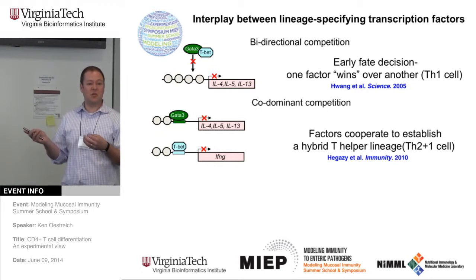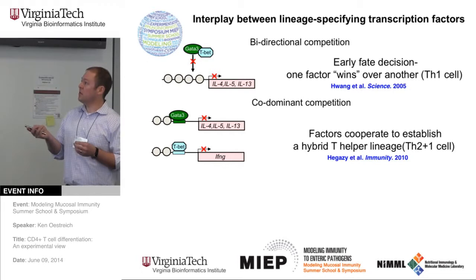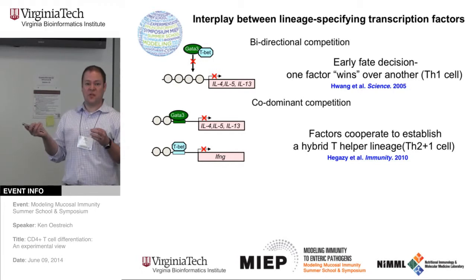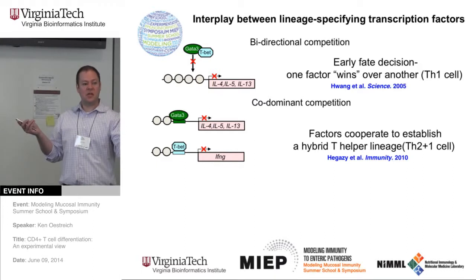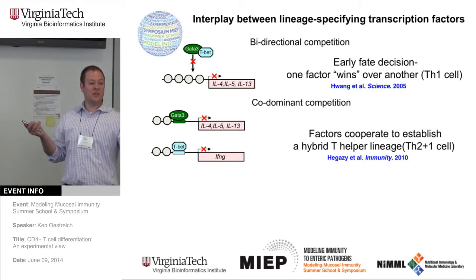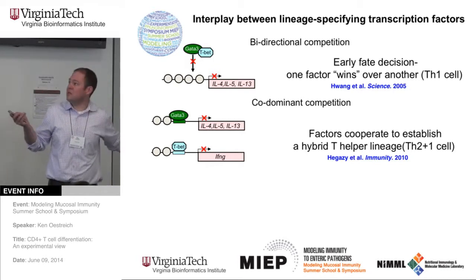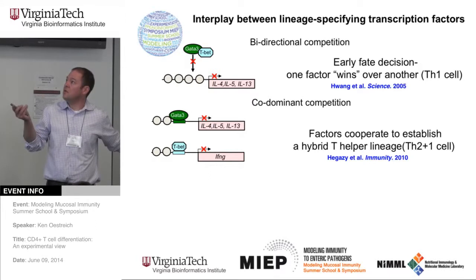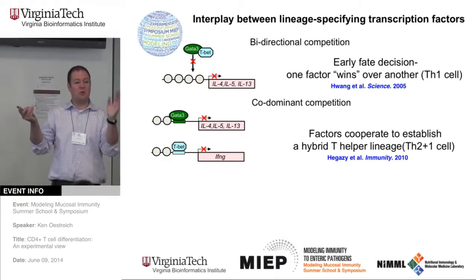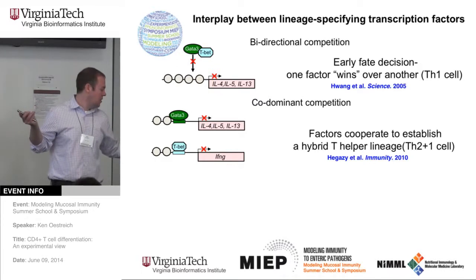However, if you have co-expression during late cellular development, you end up with this Th2 plus 1 hybrid cell, where GATA3 is actually able to bind to interleukin 4, interleukin 5, interleukin 13. So this is like a first Th2 cell, but if that cell encounters a highly Th1 inflammatory environment, interferon gamma, interleukin 12, it actually can upregulate Tbet. Tbet then binds to the interferon gamma locus, and you have this dual secreting cell. So this would be an example of a codominant competition versus a bidirectional competition where you have one cell with one lineage-defining factor winning out over the other.